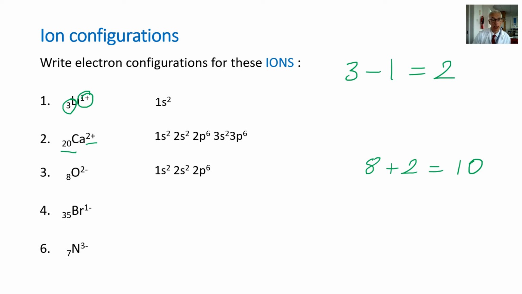The bromide ion, 36 electrons to accommodate. Check your answer against that, make sure you've got the order of filling correct. And the nitride ion has 3 additional electrons, again making 10. So check your answers there, please, before moving on.